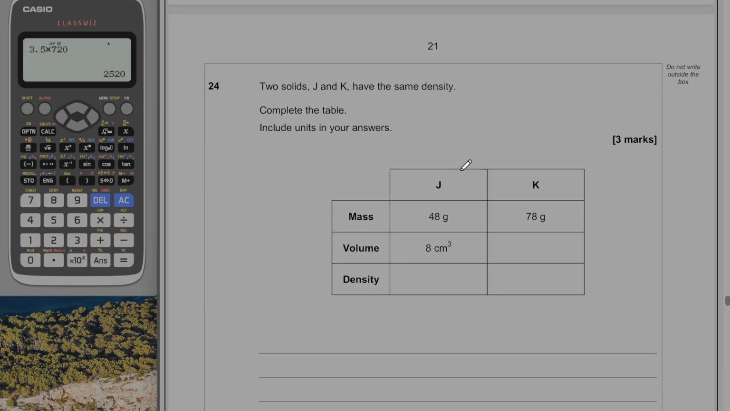Okay, question 24. Two solids, J and K, have the same density. Complete the table, including units in your answer. Okay, so we're using the fact that density is equal to mass divided by volume. So we're going to work out the density of this one first of all. From that, we've got the same density here, and from that we can work out the volume. So the first one has a density of 48 divided by 8, which is going to be 6.